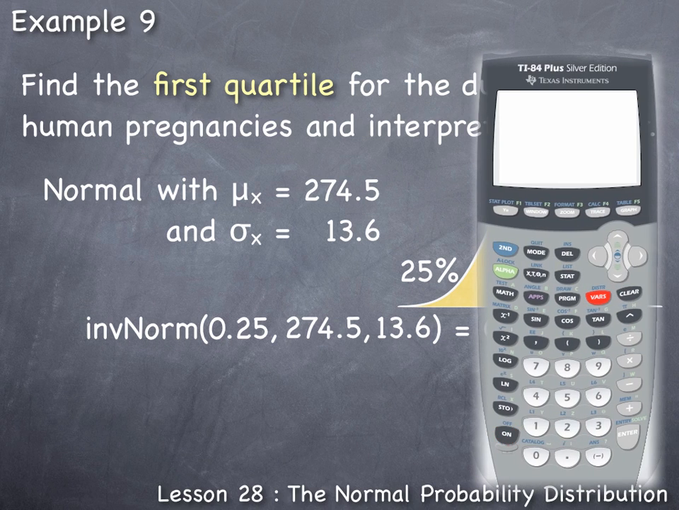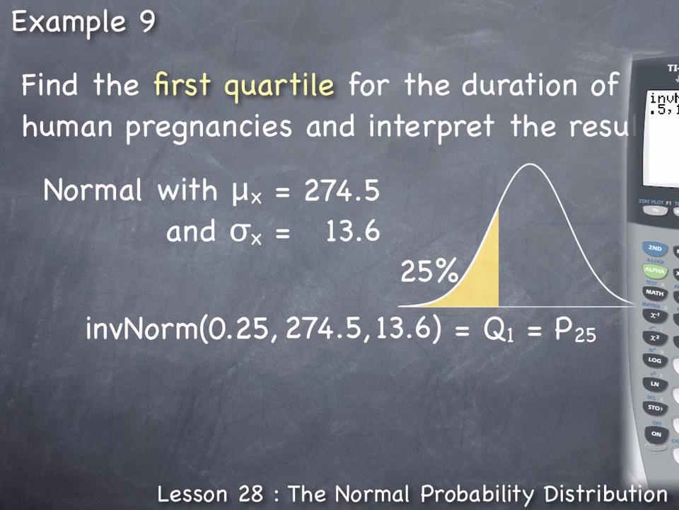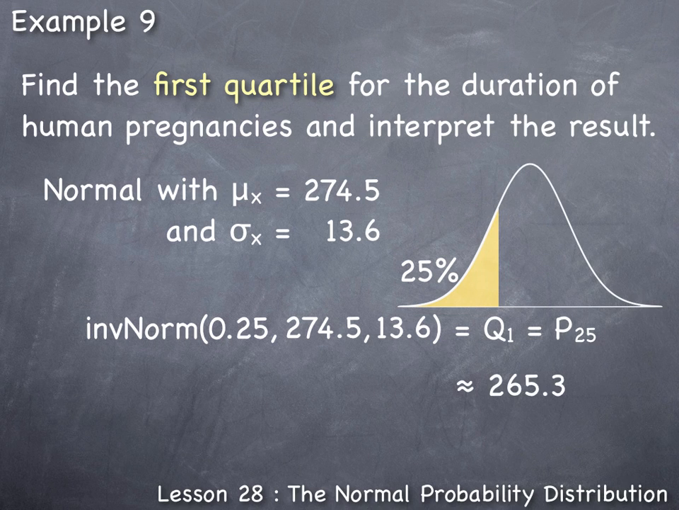We press second, distr, arrow down to inverse norm, press enter to select, type in the 0.25 for the 25th percentile, comma, 274.5 for the mean, comma, 13.6 for the standard deviation. Close parenthesis, enter. So now we've found our first quartile. It rounds off to about 265.3.